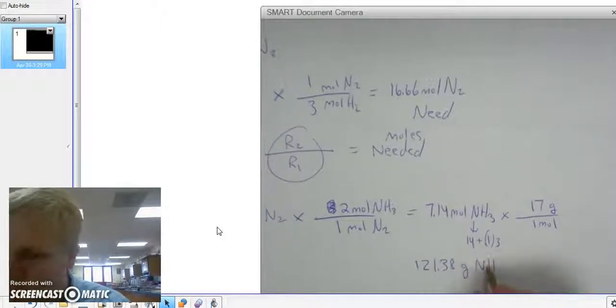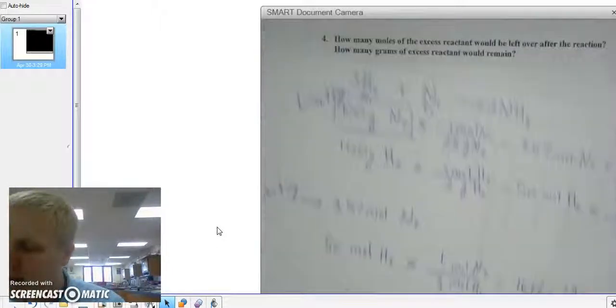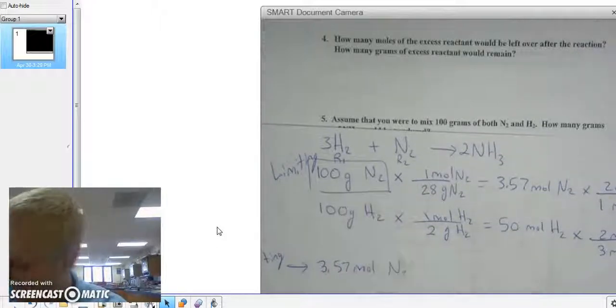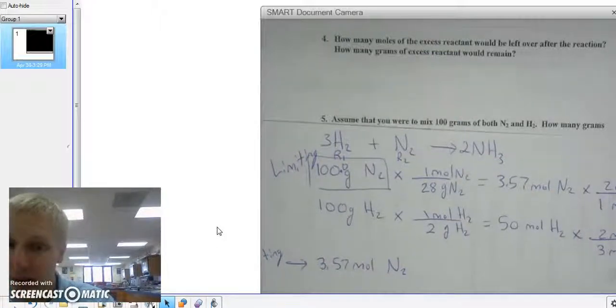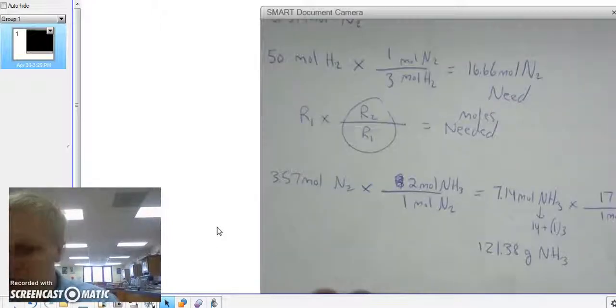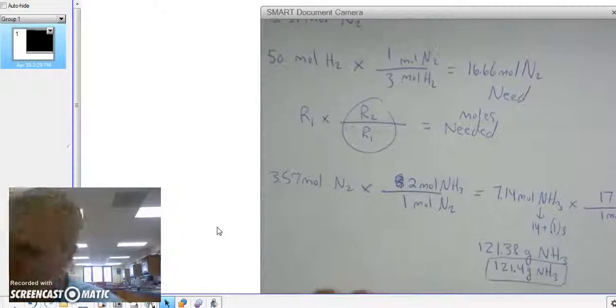grams of NH3, but we have to take it back to the correct sig figs. The 100 is really broad. Why don't we just say that this was 100.0, meaning 4 sig figs? That would mean we need 1, 2, 3, 4. This would be 121.4 grams of NH3. That would be our final answer.